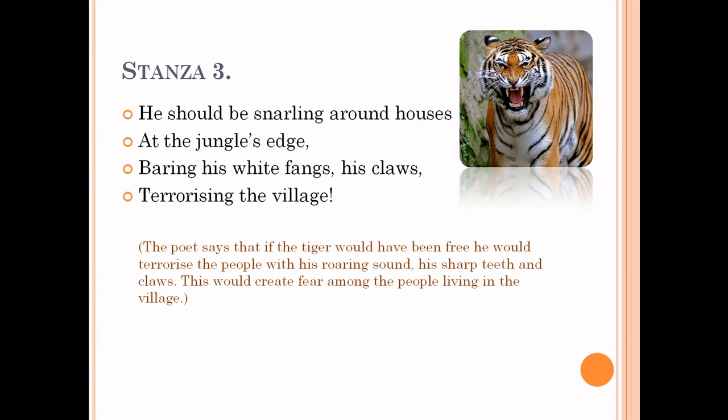Stanza 3. He should be snarling around houses at the jungle's edge, baring his white fangs, his claws, terrorizing the village. So he, that is a tiger, should be snarling. Snarling means making a roaring sound. जैसे टाइगर दहाड़ता है वैसा. Around houses at the jungle's edge.